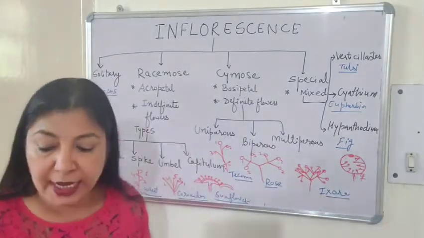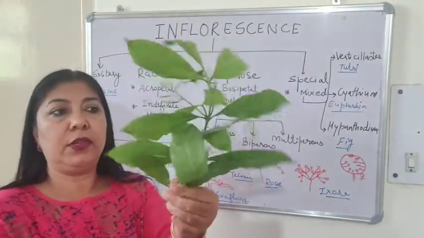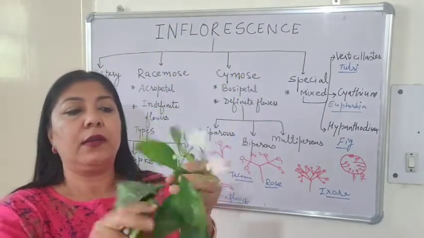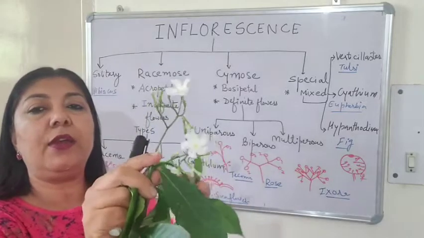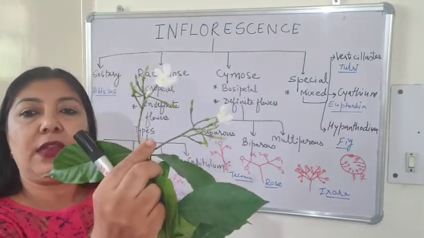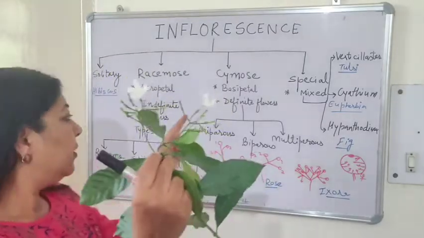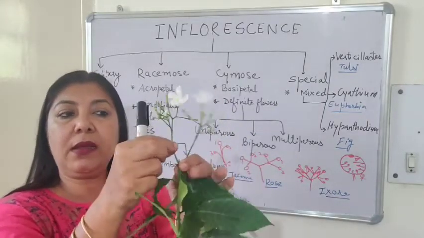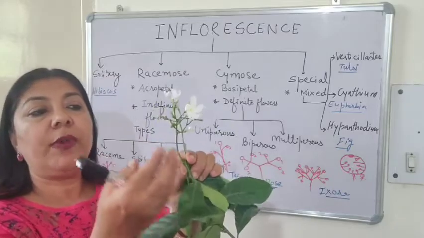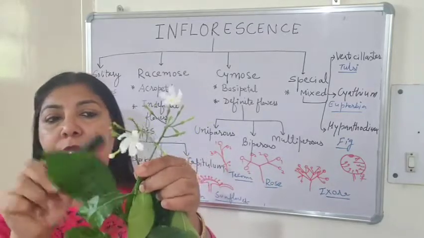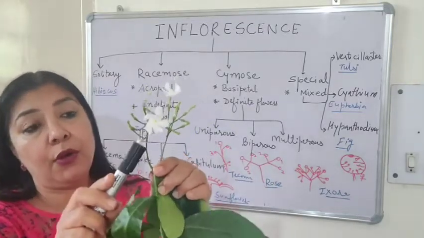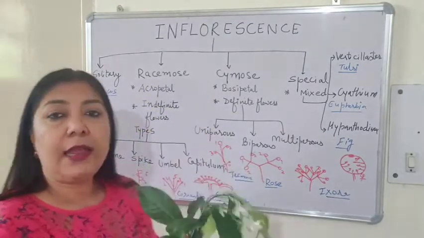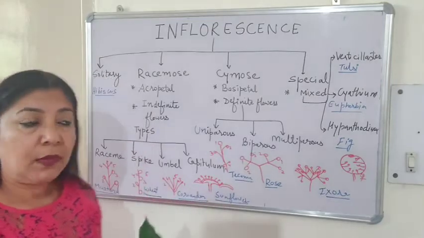Whereas in this case, here you see, it has a limited growth. This peduncle will not grow in size anymore. It will remain like this only. So there is a definite growth of the peduncle, and as a result, there will be a definite number of flowers. The flower numbers will not change. Okay, so this is called cymose inflorescence.